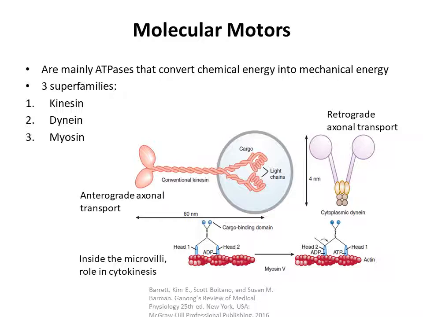Next is the myosin. Myosin is present inside the microvilli and it has a role in cytokinesis. Cytokinesis is the movement of the cells. So these are the molecular motors that you should remember. They are involved in the movement of the secretory vesicles inside the cells, for example, and they are also involved in cellular locomotion itself. So don't forget kinesin, dynein and myosin.